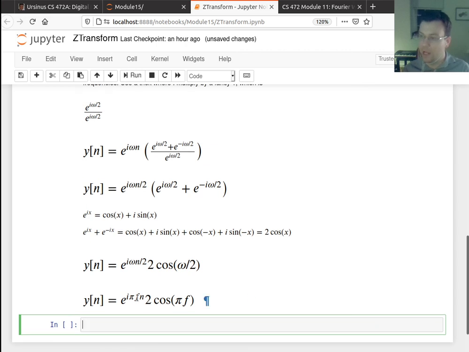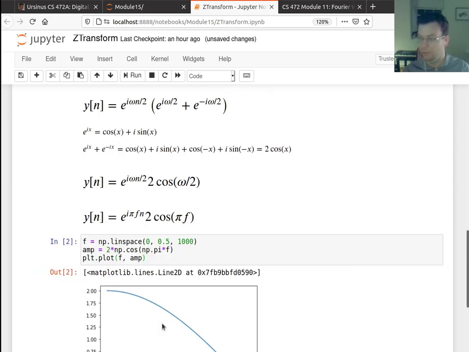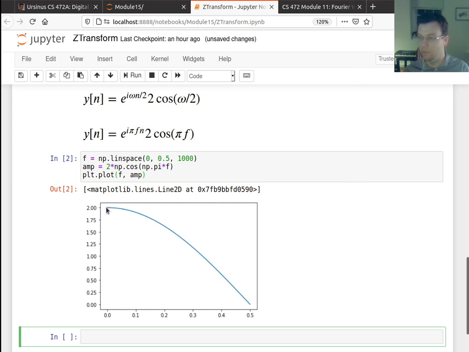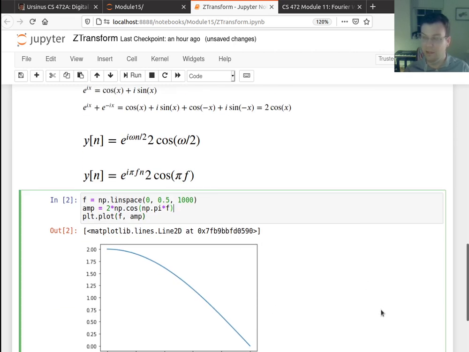If I go to plot just the amplitude part, the frequency never goes above a half. So I'll go from 0 to a half, and maybe I'll take like 1,000 samples, a bunch of frequencies in there, and plot them. The amplitude is equal to 2 times the cosine of pi times f. If I plot this, I can see that at lower frequencies, frequencies that don't go through as many cycles per sample, I have a higher response than I do at higher frequencies. So that's the essence of why this ends up being a low-pass filter.